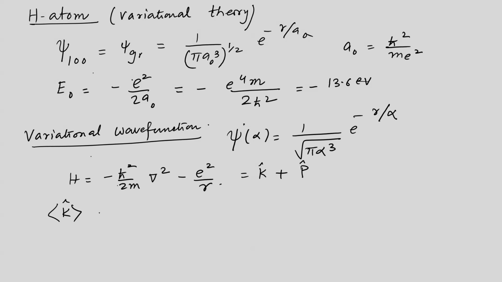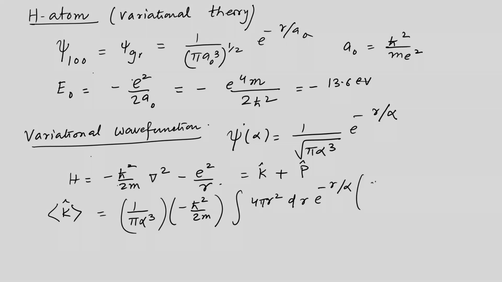So, this is equal to the kinetic energy plus the potential energy. The kinetic energy term is written as 1 by pi alpha cube and then minus h square over 2 m and then 4 pi r square dr exponential minus r by alpha, and then of course, we have d2 dr 2 plus 2 by r d dr and exponential minus r by alpha. So, that is the calculation for the expectation value of the kinetic energy. Now, see that we have not written the theta and the phi dependencies in the del square term, the reason being the ground state energy does not depend upon theta and phi. So, we have simply written down the del square for the r operator.